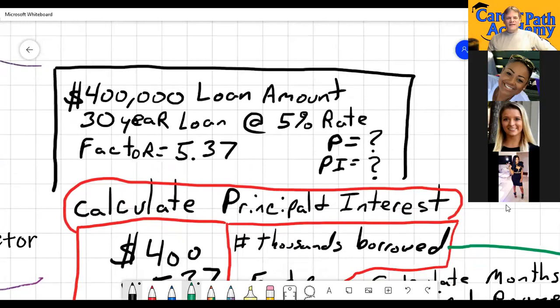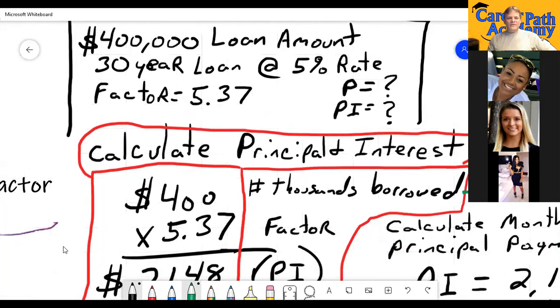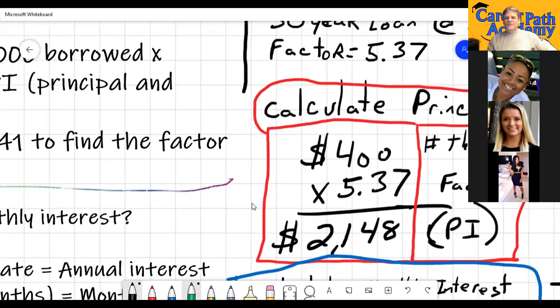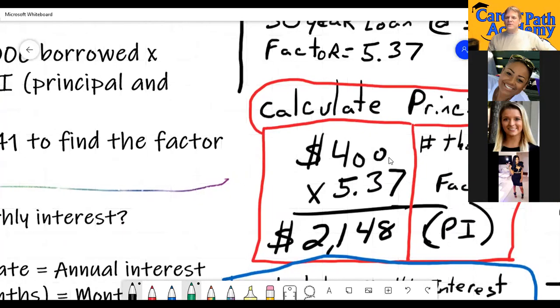All right. So to figure out the PI, you take the number of thousands. So it's 400,000 times the factor of 5.37, which gives you a PI of 2148. Everybody get that? Yes. Okay, so we got that.